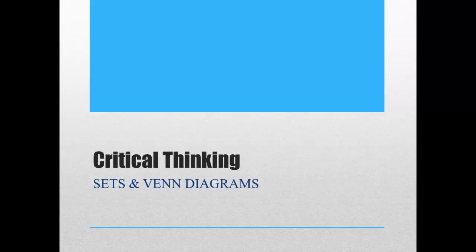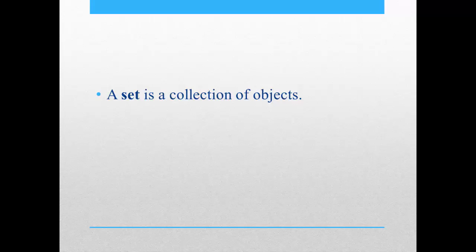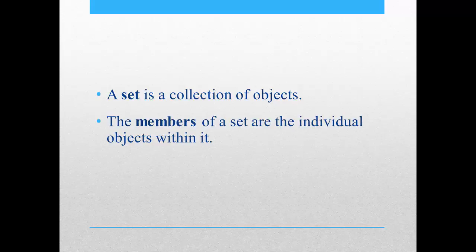Critical thinking, sets and Venn diagrams. Let's begin with some basic definitions. A set is a collection of objects. The individual objects are members of the set.